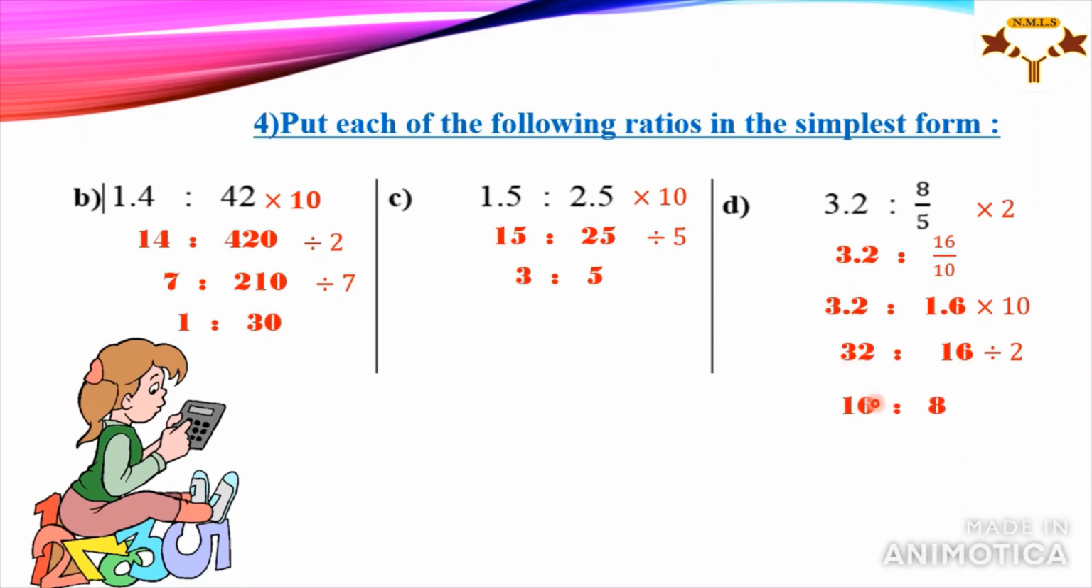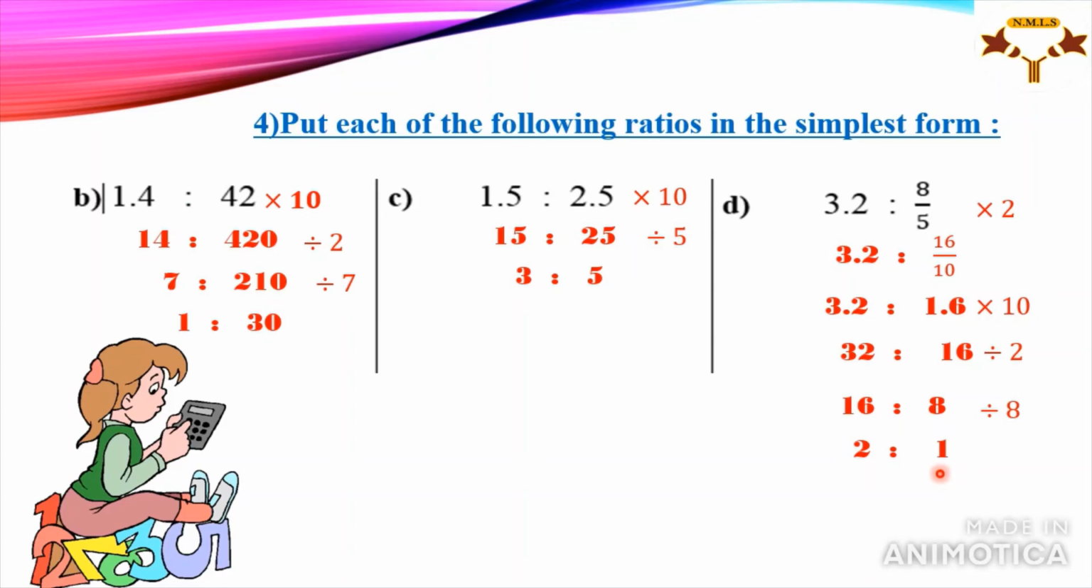Divided by 2, both of them are even numbers. So 16 to 8. 16 and 8, both of them are divisible by 8. Yes, 16 divided by 8 equals 2 and 8 divided by 8 equals 1. So the final ratio is 2 to 1.